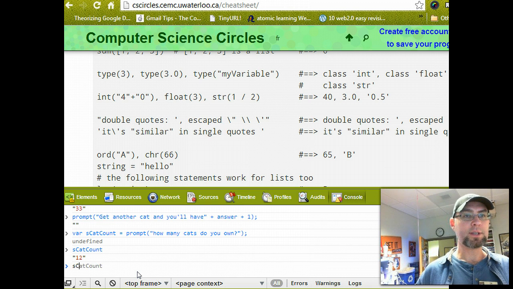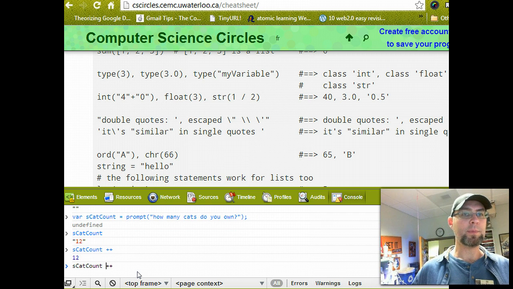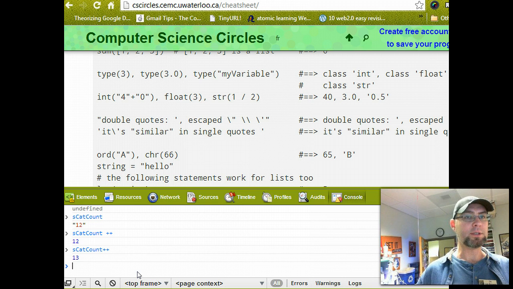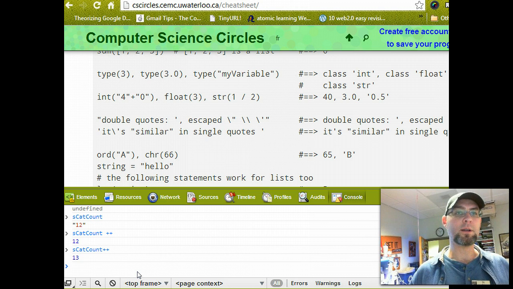Okay, if I do S cat count plus plus, that should add 1, but it didn't. Okay, I'll do up. Maybe I need a space there. 13, so that works. So plus plus is a way of incrementing by 1. That has to be right next to the number for it to work.